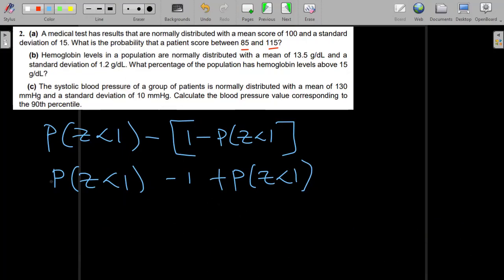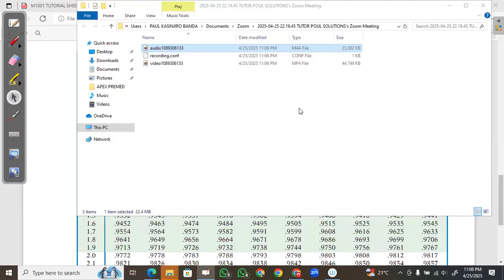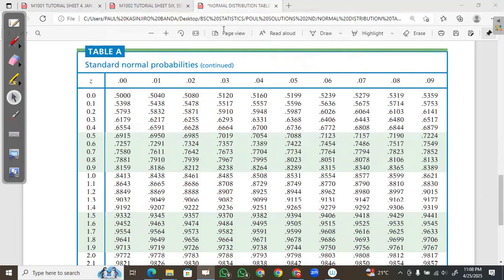We're just going to get 2 times the probability that z is less than 1, and then minus 1. So this one here is the same as 1.00. If I go on my table, on my columns I'm looking for 1.0, and on my rows I'm looking for 0.00. So let's go to the table here. On my column I'm looking for 1.0, which is somewhere here. Then on my row I'm looking for 0.00, which is just this.